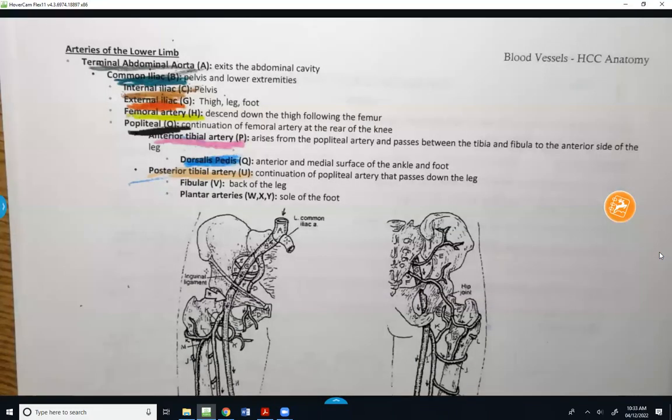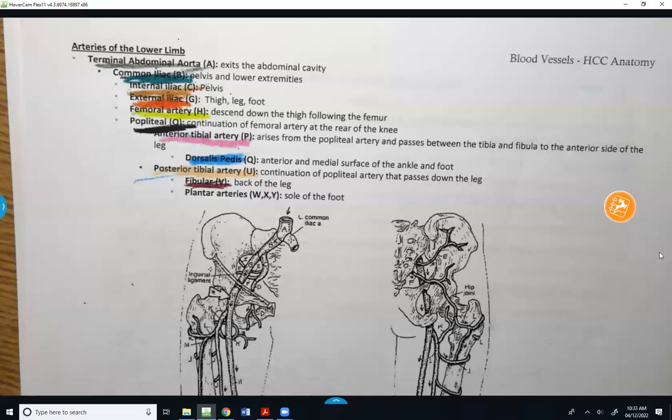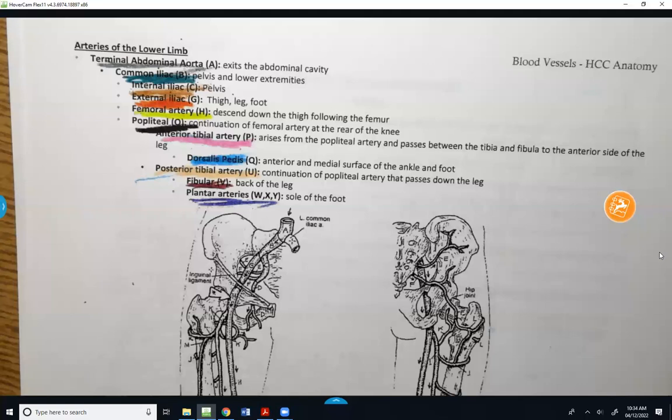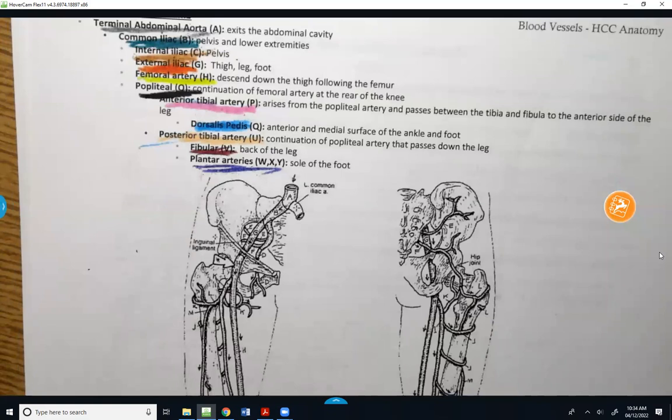And then two branches off of it, fibular, which runs down the fibula. I'll color that one dark red. And then let's see, I haven't used purple. That one's out. On the bottom of our feet are where we find the plantar arteries. All right, so this is kind of where it can get confusing. So just bear with me, and I'll try not to lose you.